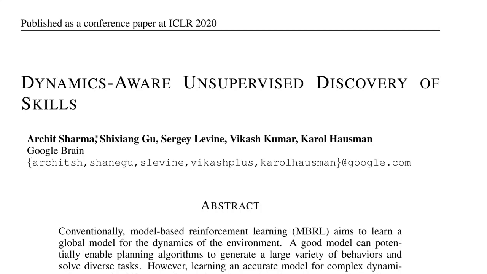It's called Dynamics-Aware Unsupervised Discovery of Skills by Archit Sharma and other people of Google Brain. So this was published at ICLR 2020. And on a high level, I already said, it's basically proposing to learn unsupervised skills, and then to compose these skills in a model-based planning method at test time to reach a given goal without additional training on the reward that you give at test time.